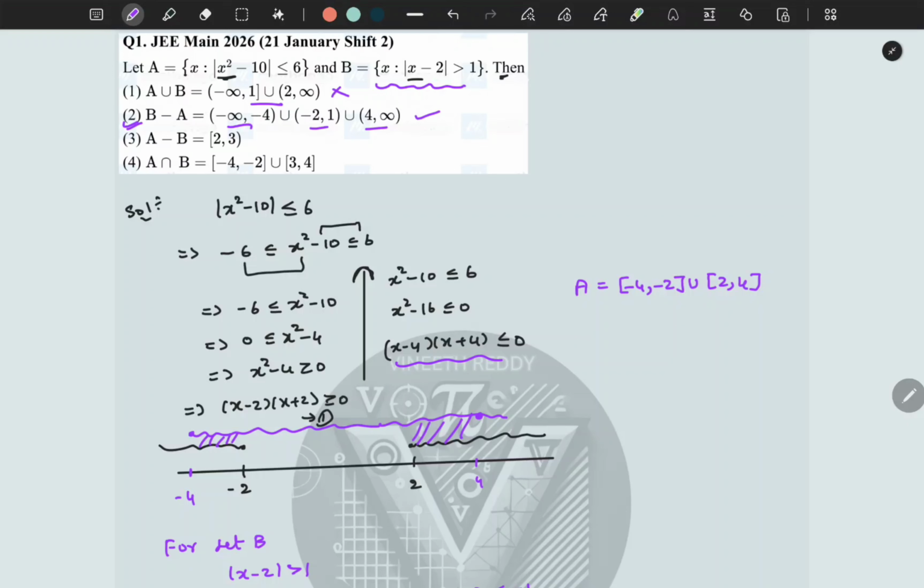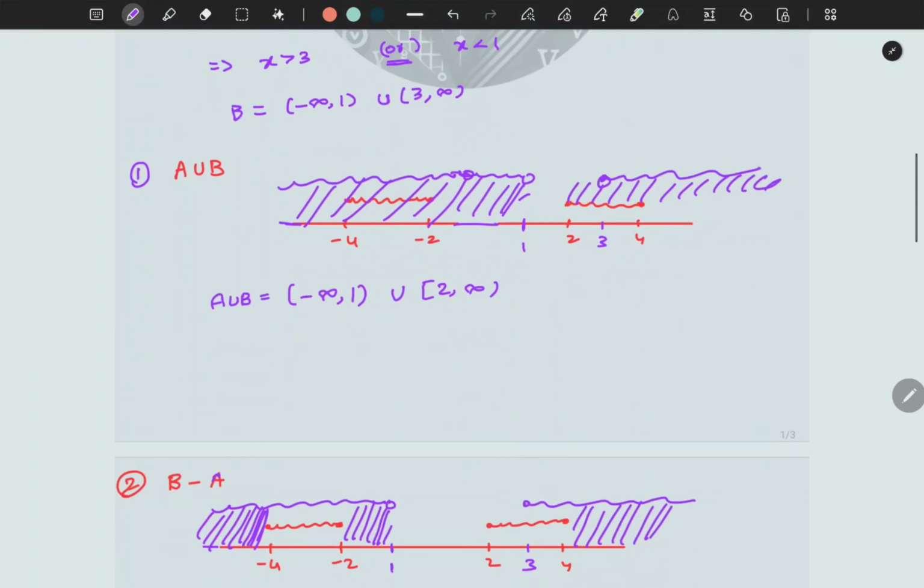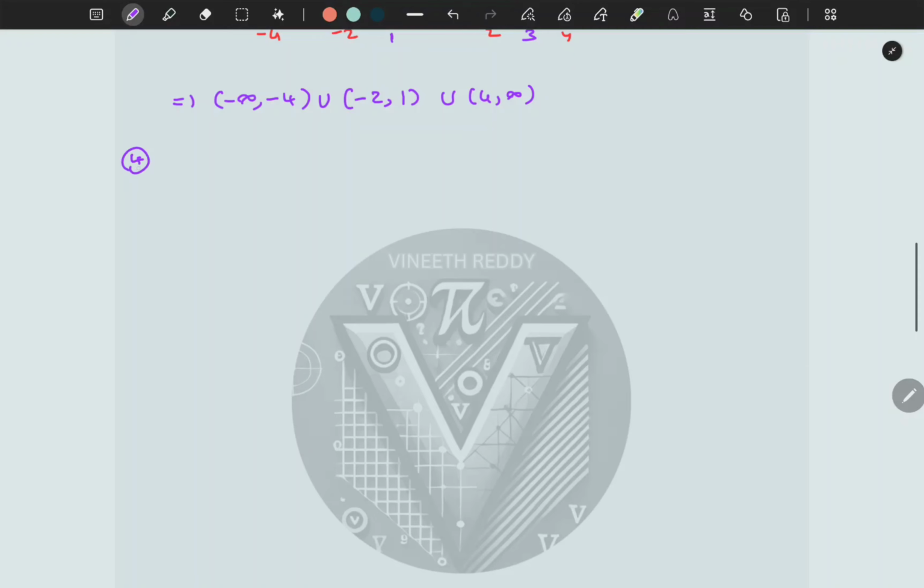Strictly speaking, in the exam you will mark this. The third option I'm leaving for you; you can try it with the same logic. The fourth option I will quickly analyze, A intersection B, right? In the exam we will mark the answer with respect to the correct option, but I'm just giving you extra explanation. Third option you can try yourself.